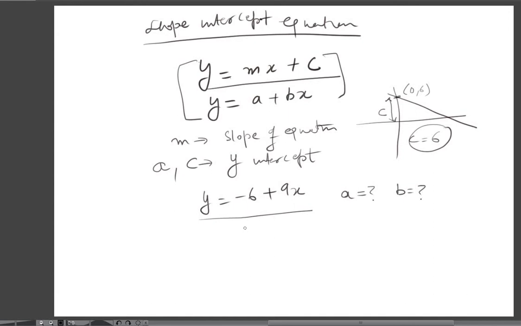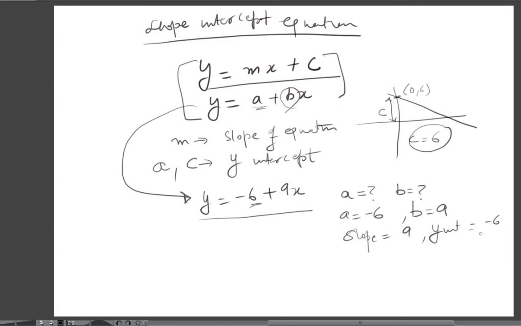So how do I find a and b? I know this equation is in the form of y equals a plus bx. So my value of a is nothing but negative 6, because this and this are equating with each other. And b here is the coefficient of x, which is 9. So b is equal to 9. That means the slope of the equation is 9 and the y-intercept is negative 6. As simple as that.